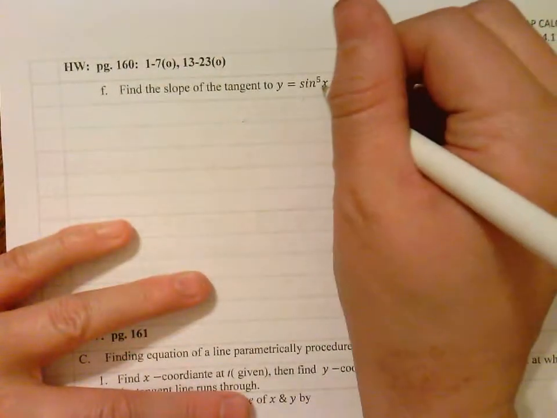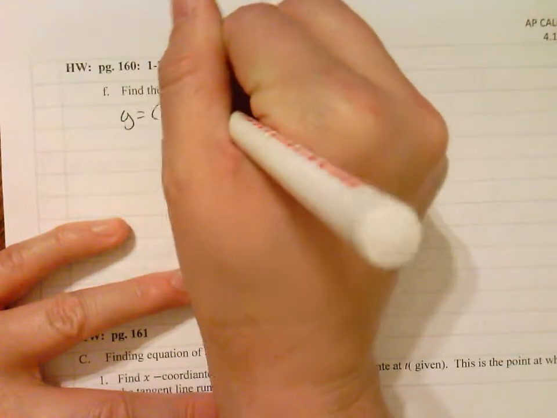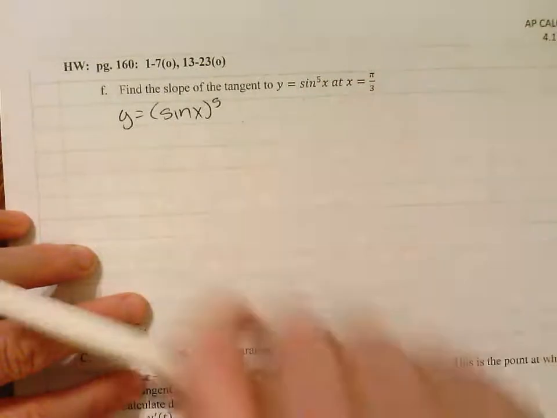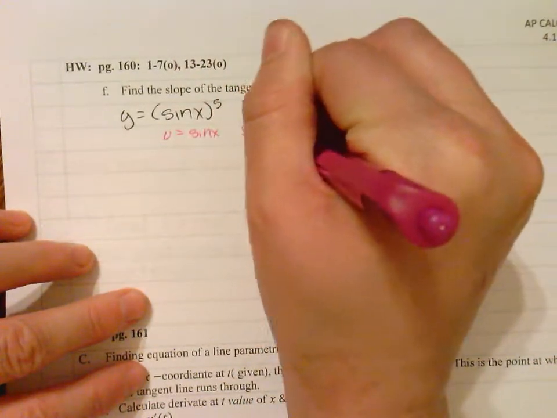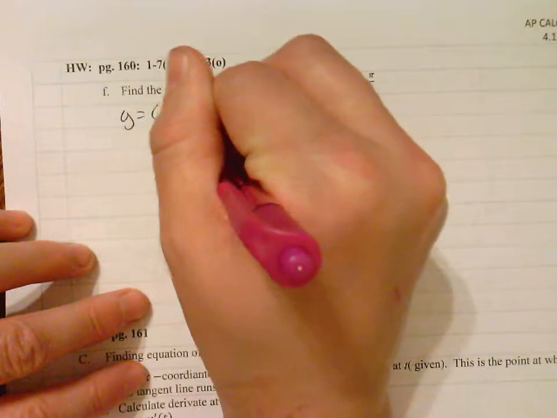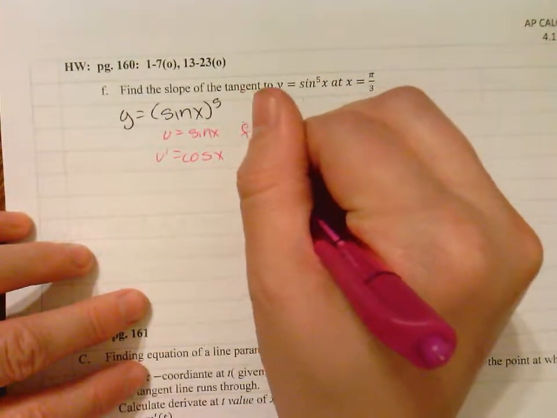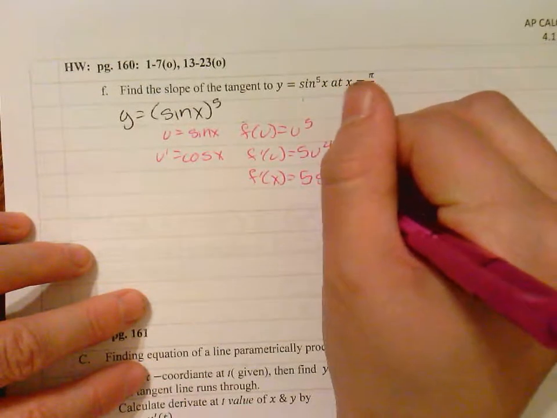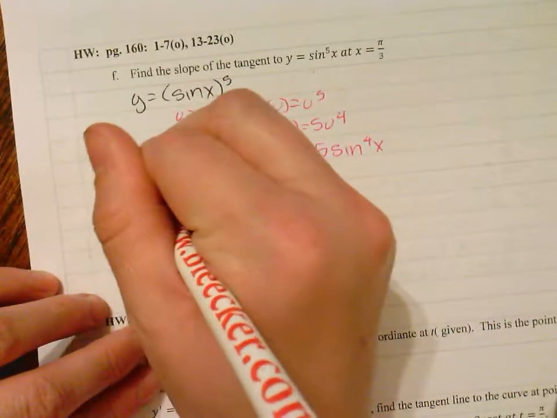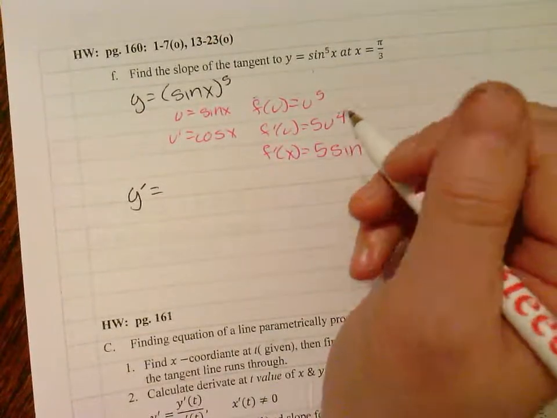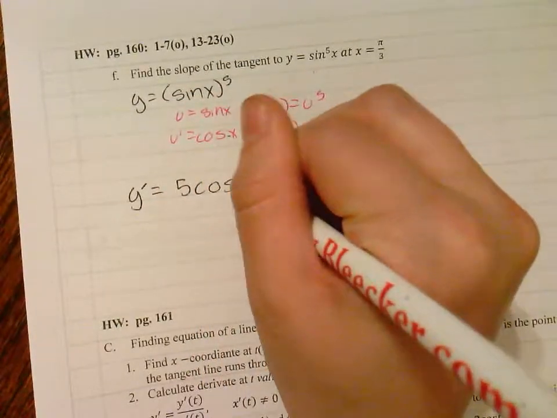So let's write it like this. So y equals sine x to the 5th. It's just going to make the chain rule easier for you to see. So u equals sine x. F of u equals u to the 5th. U prime is cosine x. F prime of u is 5u to the 4th. F prime of x is going to be 5 sine to the 4th x. Y prime is going to be this times that, so that's going to be 5 cosine x sine to the 4th of x.